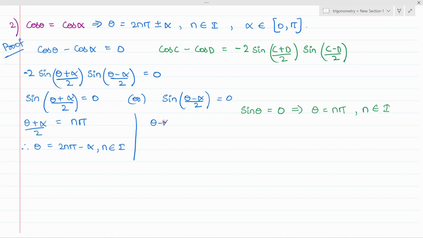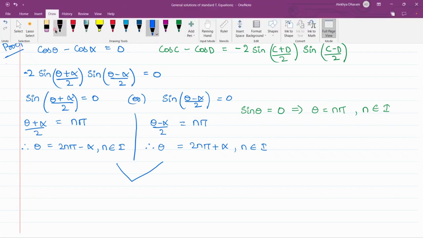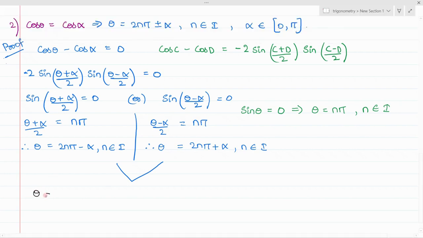Similarly, here we can write the same thing. (Theta minus alpha)/2 is equal to n pi. Therefore, theta will be 2n pi plus alpha, and n belongs to all the integers. So if we combine these two solutions, we can write the final solution of theta. Here also 2n pi is there and here also 2n pi is there. So in the final solution we can write 2n pi, and here it is minus alpha and here it is plus alpha. So can we write plus or minus alpha?